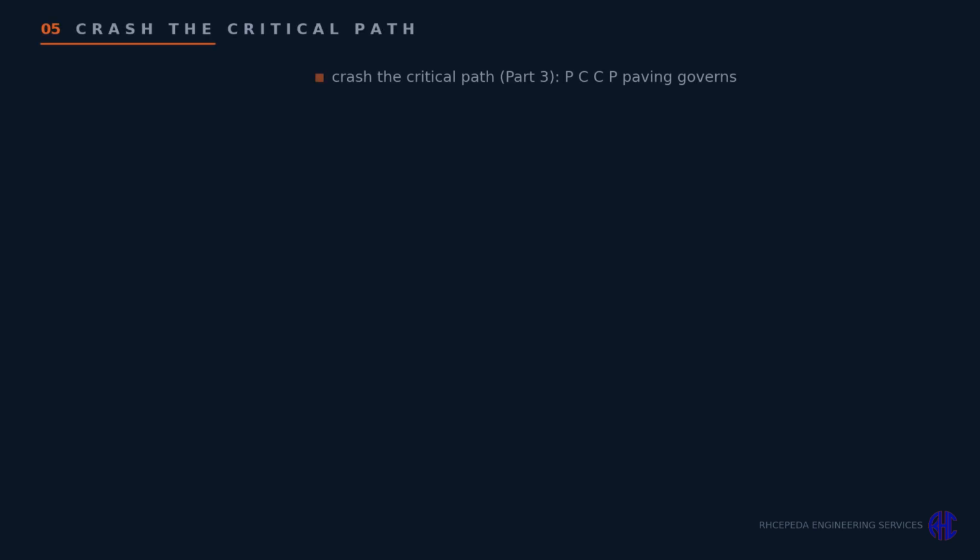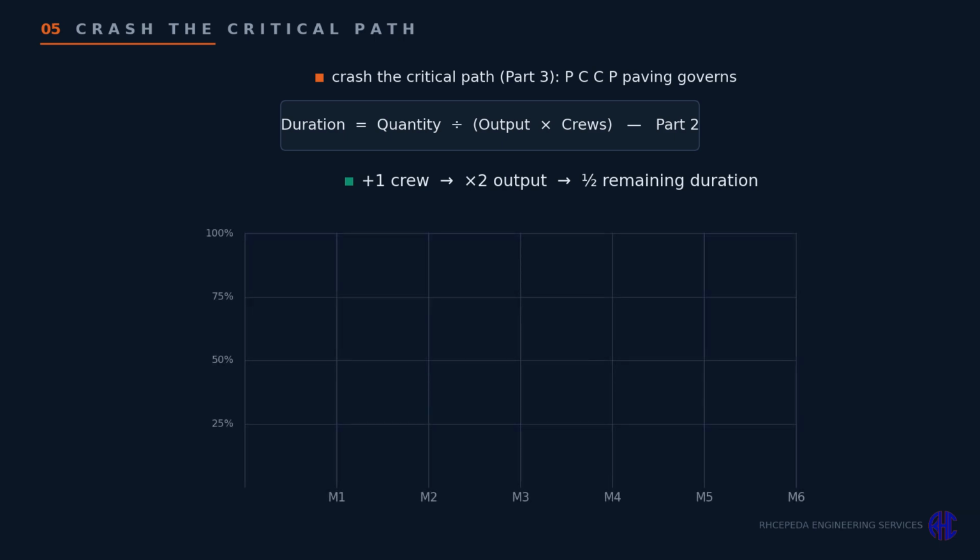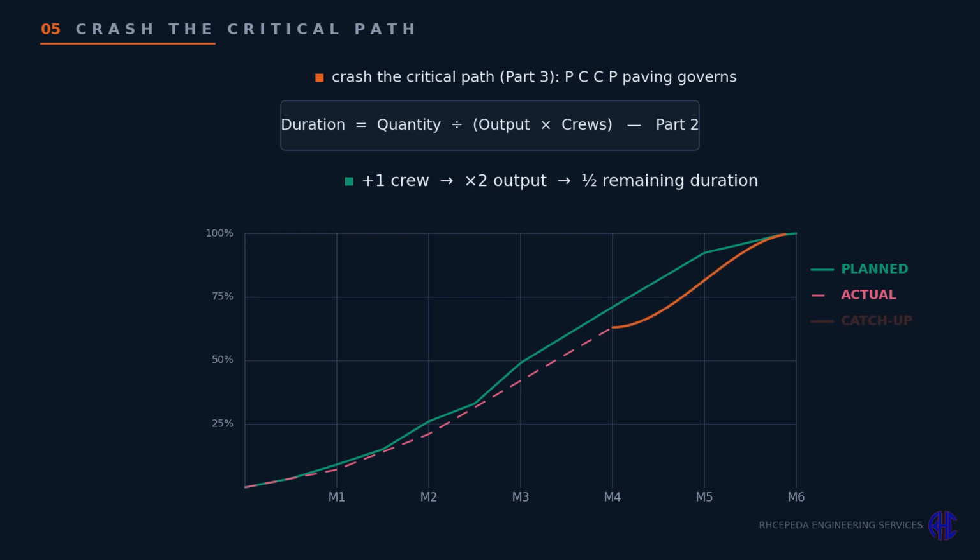So how do you catch up? Crash the critical path, like Part 3 showed. PCCP paving governs here, the biggest weight, and it's on the critical chain. Remember Part 2, duration equals quantity, divided by output times crews. Add a second paving crew, roughly double the output, and you roughly halve the remaining paving duration. The actual curve steepens, bending back toward the planned line, closing that 8% gap before month 6.